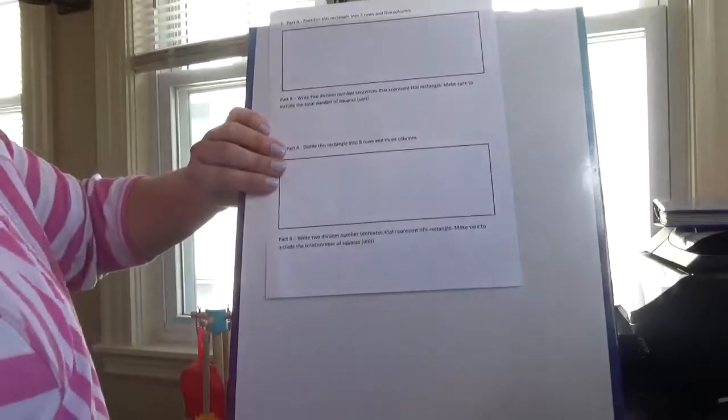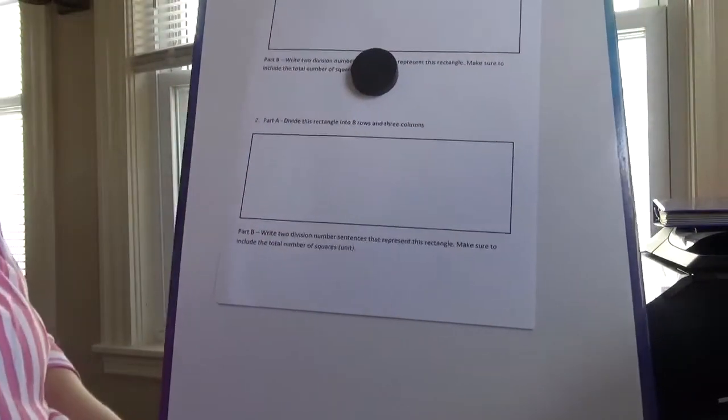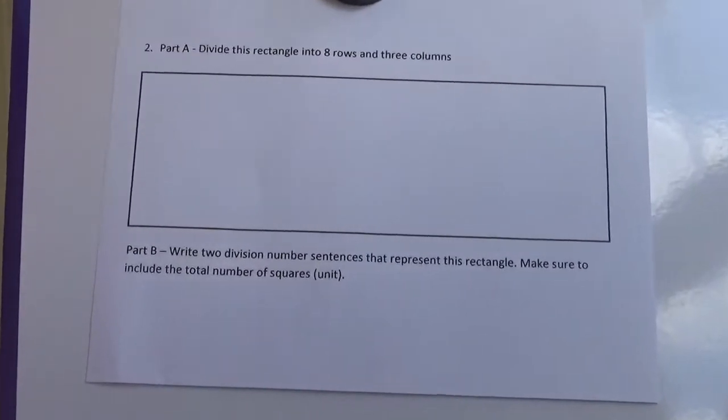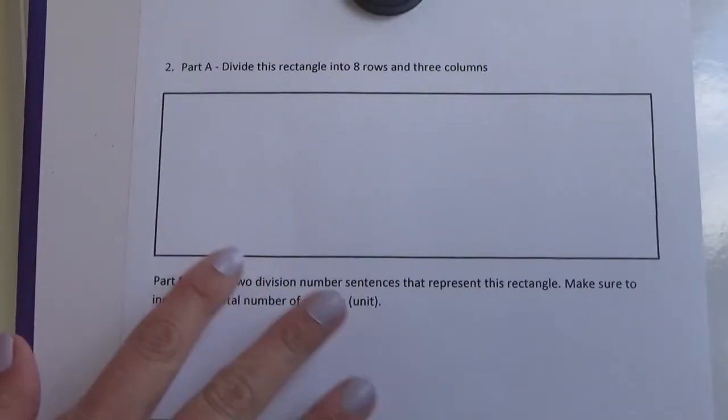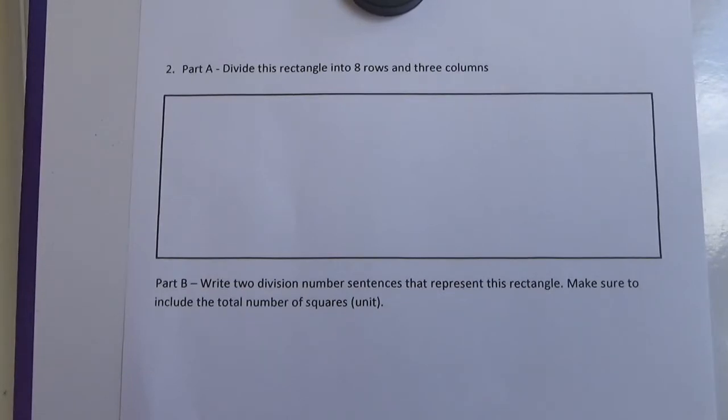Awesome. Now I'm going to have you practice one on your own. So it's going to be very similar to what we just did together, and I'll zoom in for you. So your job here says part A, divide this rectangle into 8 rows and 3 columns. Think back to when we talked about dividing the rectangle yesterday in groups of 8 and that strategy that I told you that you could use to make it easier.